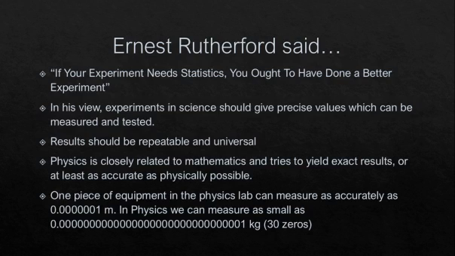So in his view, experiments in science should give precise values which can be measured and tested. So you can do it over and over again and get the exact same answer, and somebody else somewhere else can do the exact same experiment and they should find the exact same thing. So that's what it means by repeatable and universal.